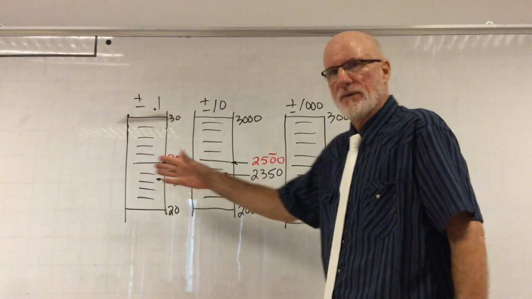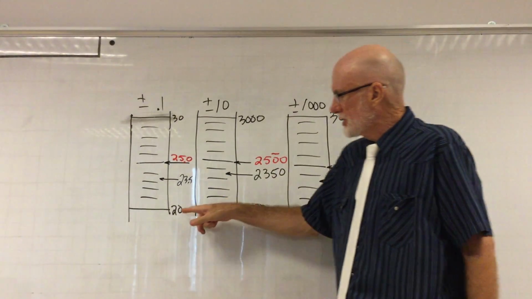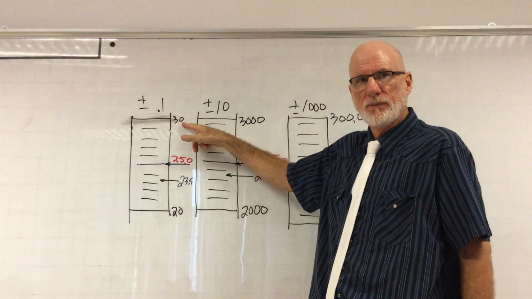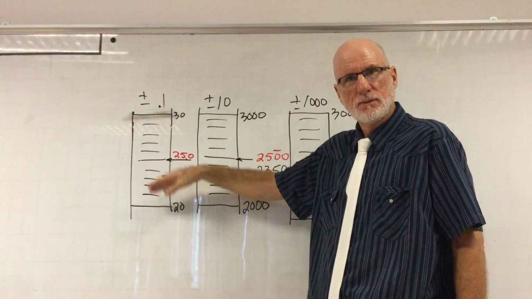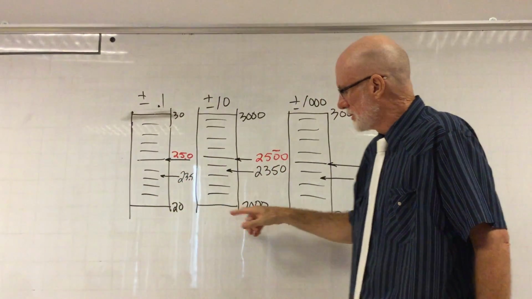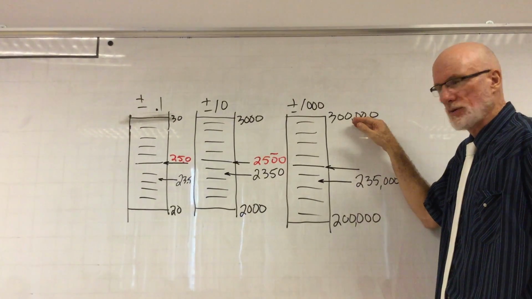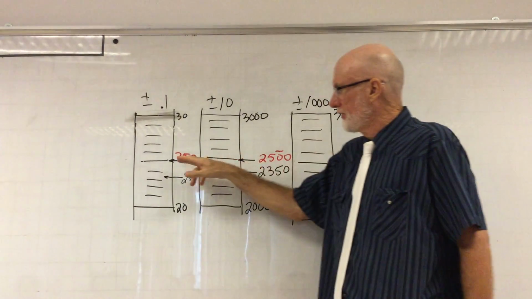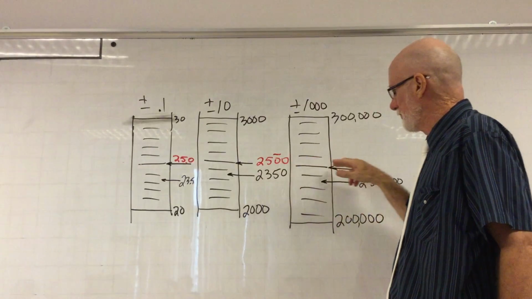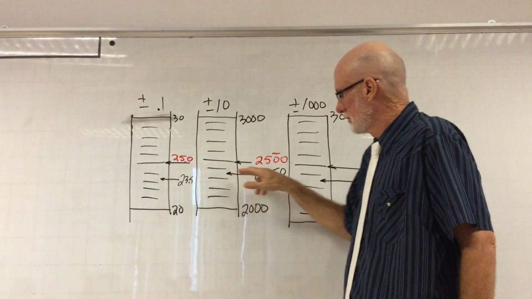Understood? Okay. We have 3 scales. This scale is 20 to 30. Yes? 10 gradations. This is 2,000 to 3,000, 200,000 to 300,000. I have the same position on each scale, correct?